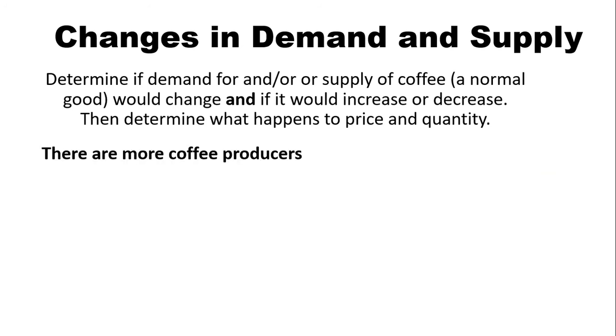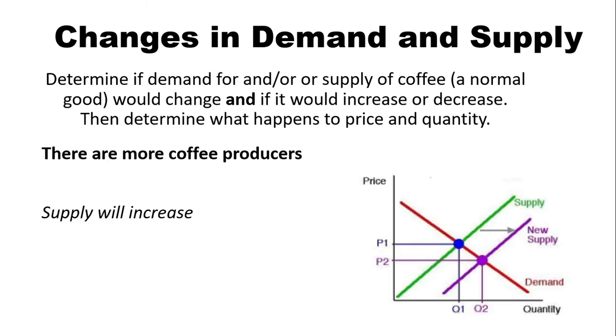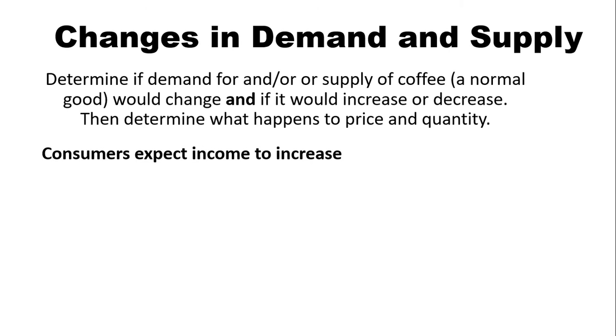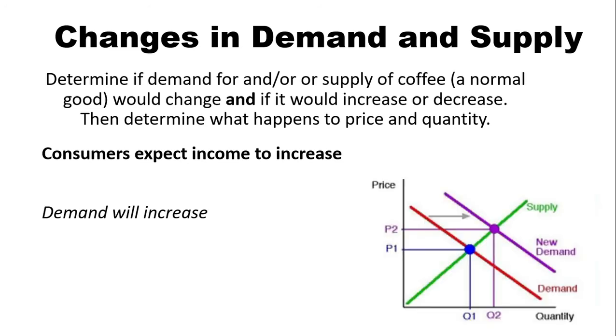Okay, there's more coffee producers. Okay, so on the list of supply factors, one is going to be the number of suppliers. So if there's more coffee producers, then supply is going to increase. Supply increases, price decreases, quantity increases. Consumers expect income to increase. So if we expect more income, then we will want to buy more stuff. So demand's going to increase. If demand increases, it shifts to the right, price increases, and quantity increases.